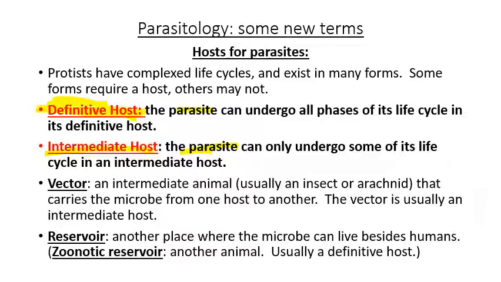Okay, and then we discussed that some protists are carried around by vectors, the mosquito or other types of insects or arachnids, right? And then we discussed the term reservoir when we were discussing epidemiology and pathology. This is another place where you can find the microbe besides humans. There are zoonotic reservoirs, those are animals, and there are inanimate reservoirs like lakes and bodies of water and the soil. The soil is an excellent example of a non-living reservoir for a number of pathogenic microbes.